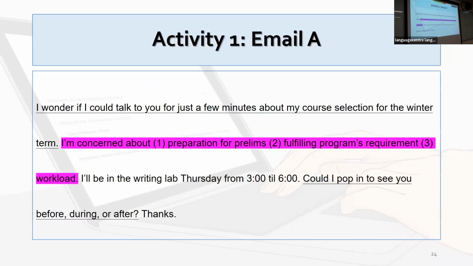Let's just look at email A. Can I simply say, I wondered if I could talk to you for just a few minutes about my course selection for the winter term? Look at the sentence highlighted here. If I remove this sentence, does it affect the clarity of the email?